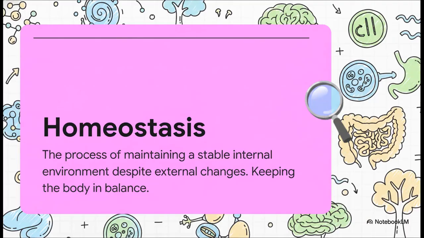So what's the ultimate goal of all this teamwork and communication? It comes down to one word: homeostasis. And this is a huge concept, one of the most important in all of biology. It's the active process of keeping your internal environment, things like your temperature, your pH, your blood sugar, incredibly stable and balanced, no matter what's going on outside. It's literally the difference between being alive and, well, not.